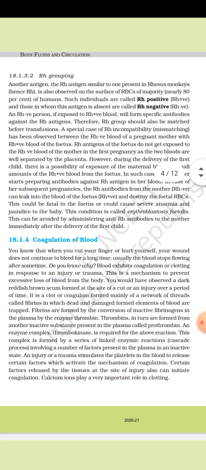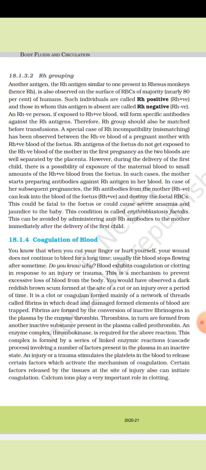Coagulation of blood. You know that when you cut your finger or hurt yourself, your wound does not continue to bleed for a long time. Usually the blood stops flowing after some time. Do you know why? Blood exhibits coagulation or clotting in response to injury or trauma. This is a mechanism to prevent excessive loss of blood from the body.